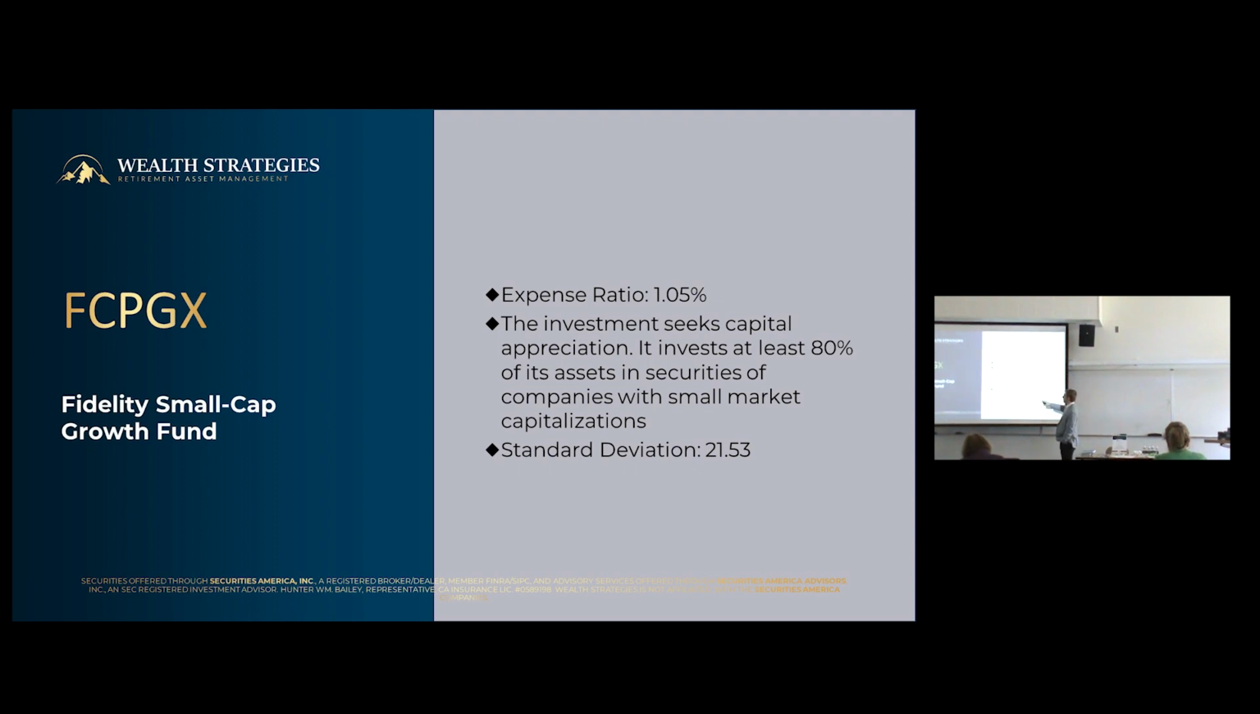Now what you'll notice is the standard deviation is around 21.53, which for the category actually isn't quite as high as you might normally see. A lot of small cap funds, especially small cap index funds, can get closer to 30 or 35% standard deviation and really move around a lot. But this is their managed fund.